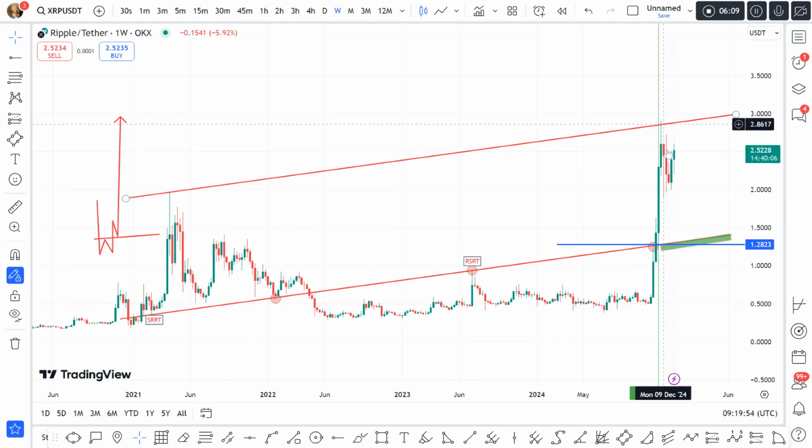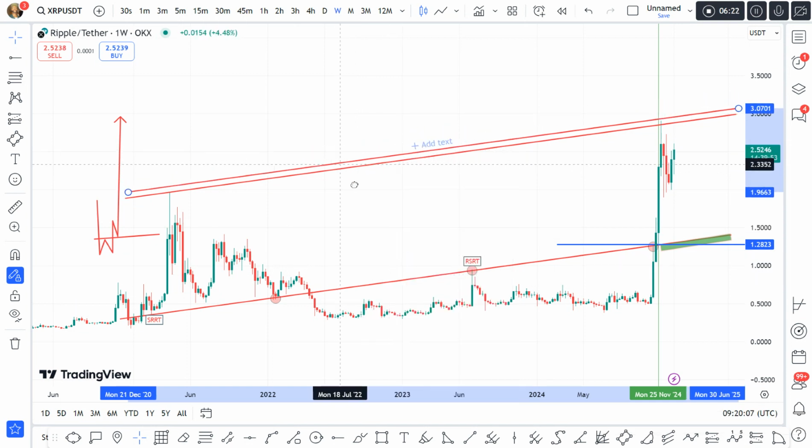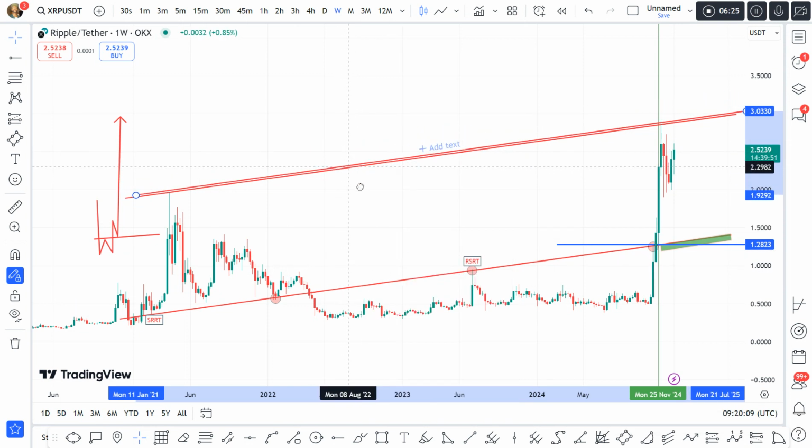So you can see price reacting exactly at the roof. Price reacted exactly at the roof. And subsequently, this will be your new cap for SRP.